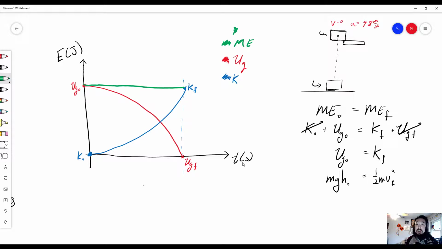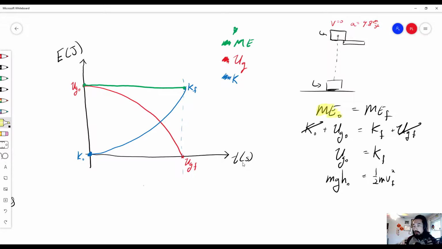Even though the kinetic energy is changing, this value right here, whatever it is, will always stay the same. Notice how I started off the mechanical energy at the same height as the initial gravitational potential energy, because that's how much energy you started off with. And notice here that the final mechanical energy is the final kinetic energy, because that's what it tells us in our equation, right?